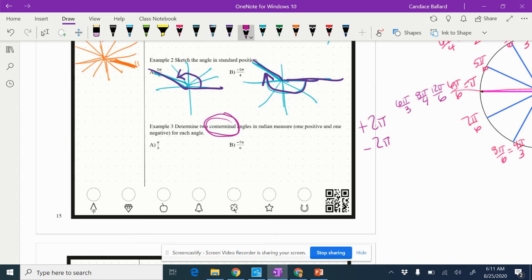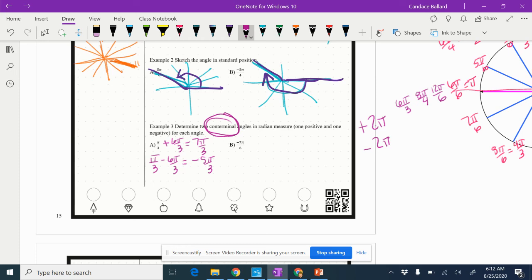So I'm typically going to work with those. Right now I'm in over 3 world, so I'm going to go plus my 2 pi, and over 3 world is 6 pi over 3. So I've got 7 pi over 3 as a coterminal angle. If I'm going to get a negative one, I am going to subtract 6 pi over 3. And that means that I now have negative 5 pi over 3.